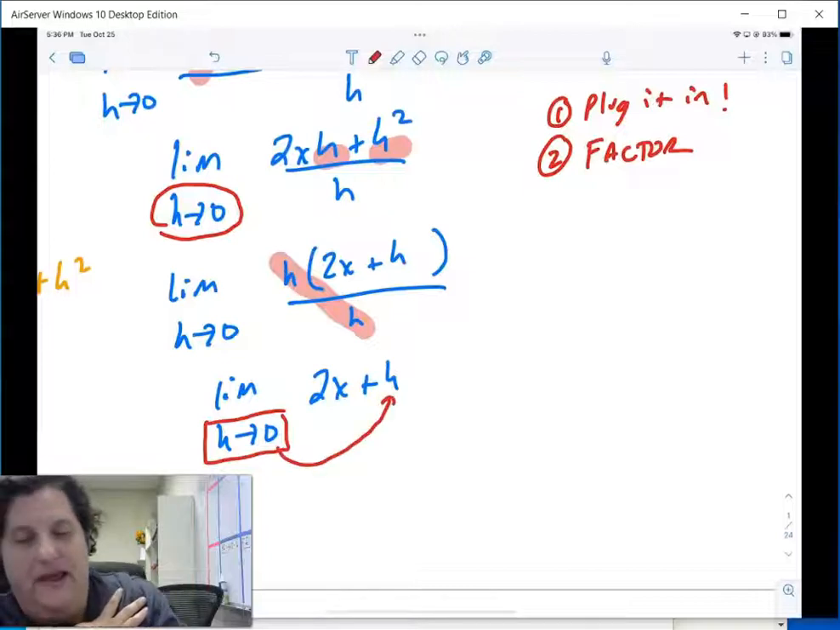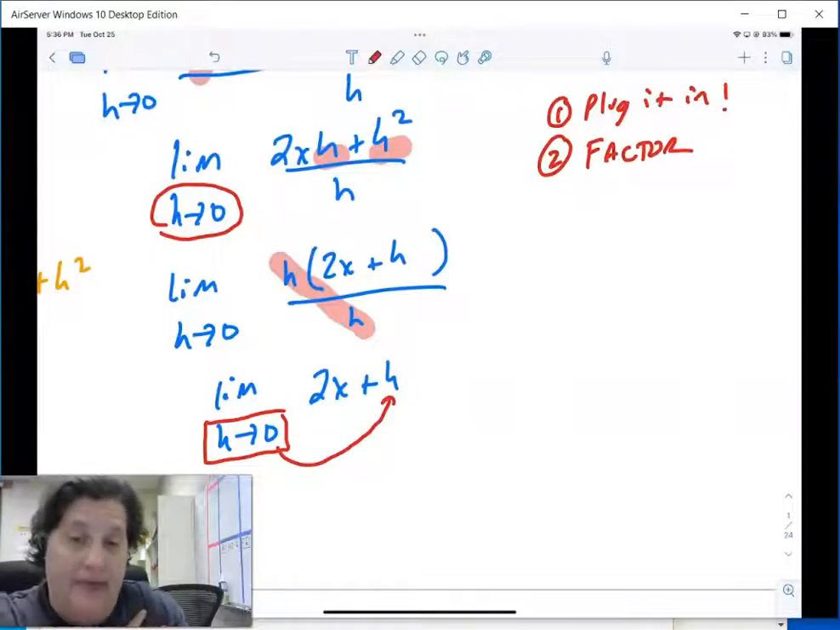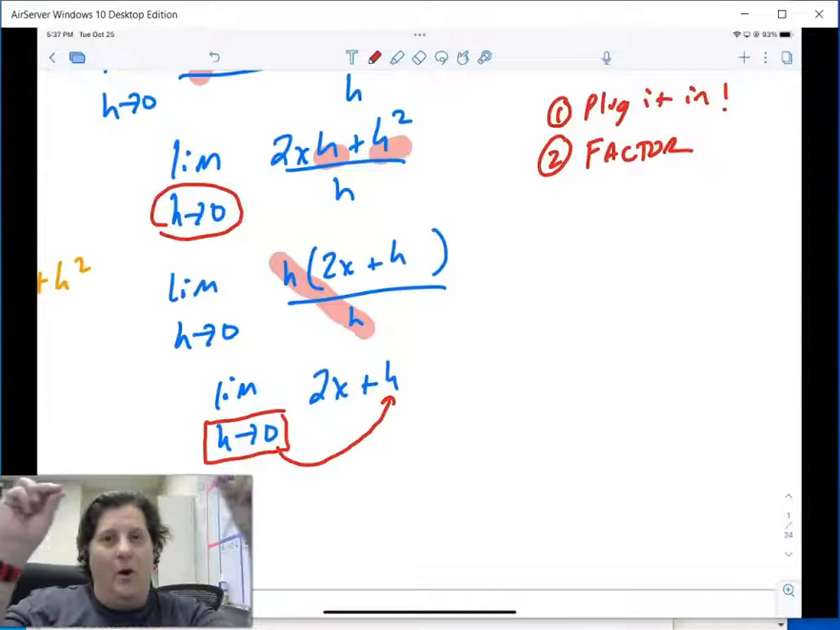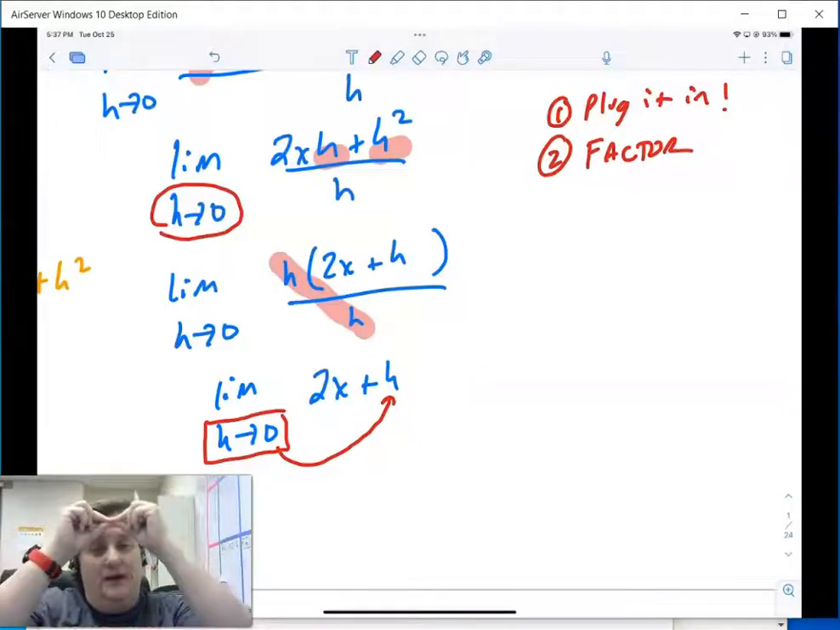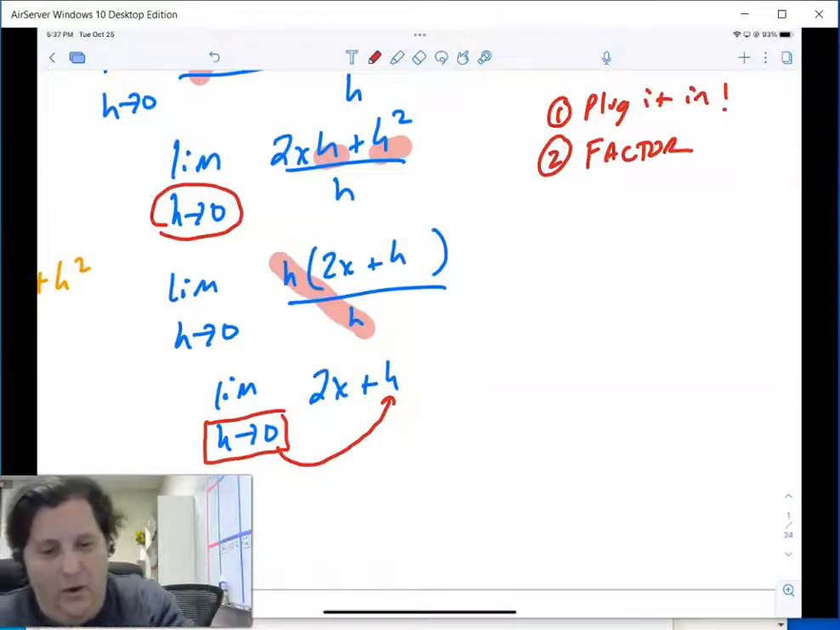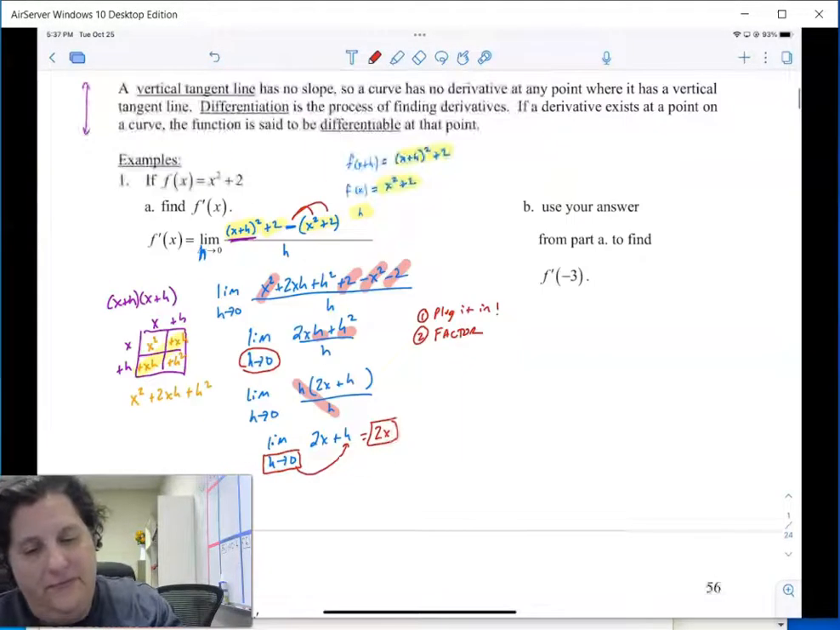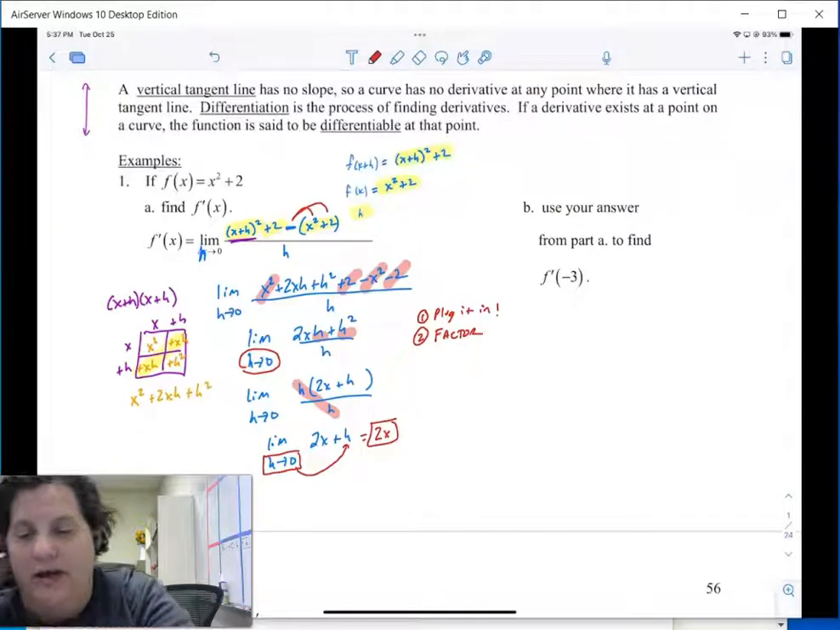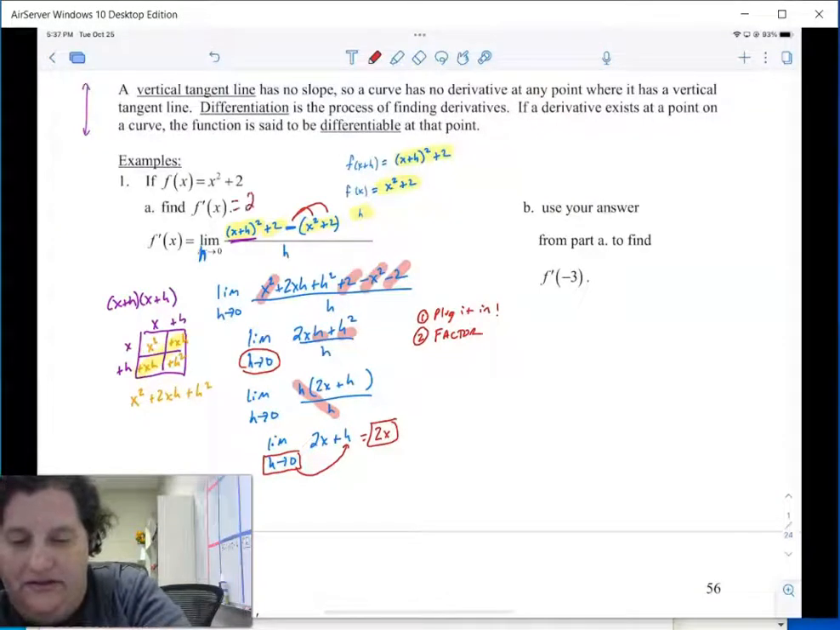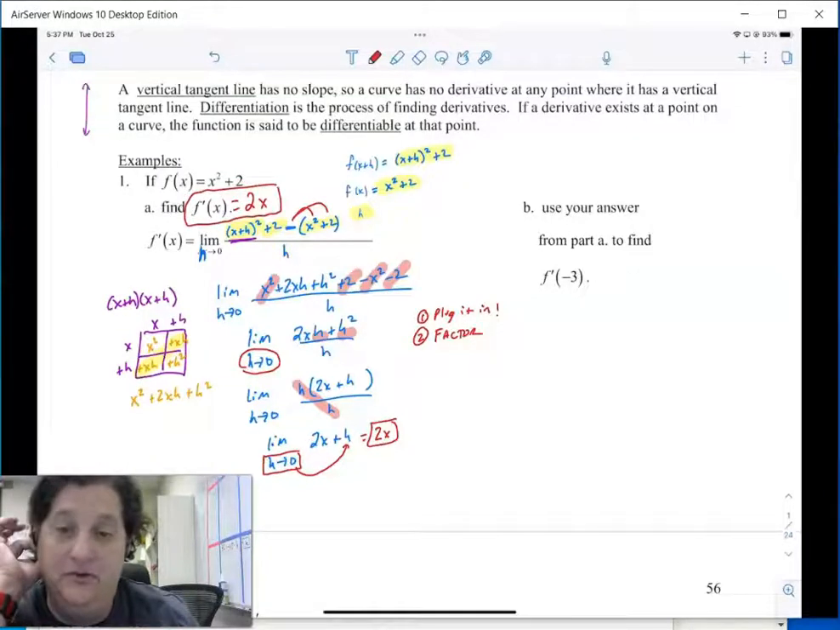Well, what's happening to h as h gets really, really small? Well, now I can plug it in. Because before it had a hole, and I'm getting really close to it, and I'm not touching it. So when I get rid of that hole, I can see that this is approaching 2x, because h goes to 0. And that is what the derivative of this is, 2x. The derivative of x squared plus 2 is 2x, okay?